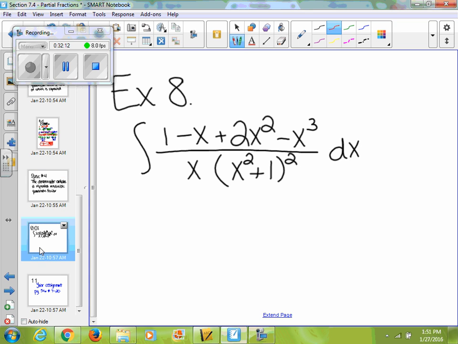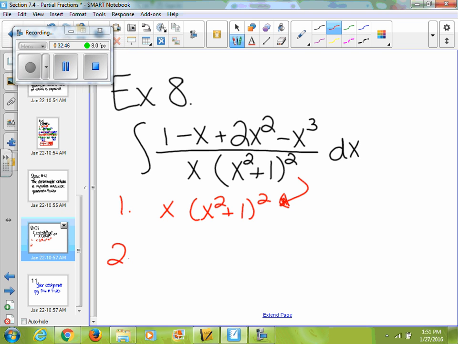Okay. So then case 4's example is the integral of 1 minus x plus 2x squared minus x cubed over the denominator x times (x squared plus 1) squared. And so step 1 was to factor your denominator, but in this case, my denominator is already factored for me, so I can just skip that step.